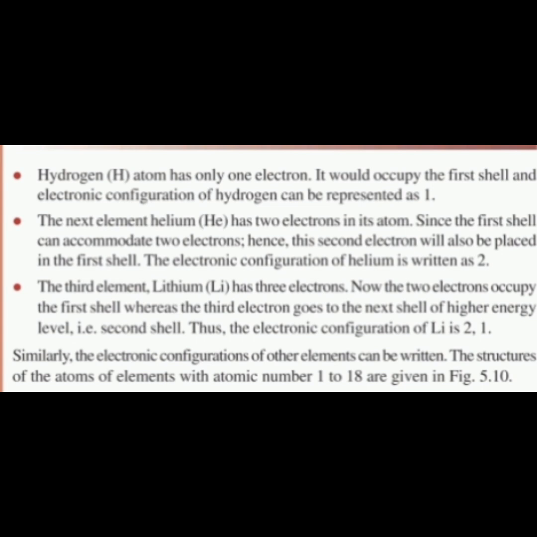The next element is helium, HE, capital H, small e. Helium has 2 electrons in its atom. Since the first shell can accommodate 2 electrons, this second electron will also be placed in the first shell. The electronic configuration of helium is written as 2. So in helium there are 2 electrons, so automatically the electronic configuration of helium is written as 2.